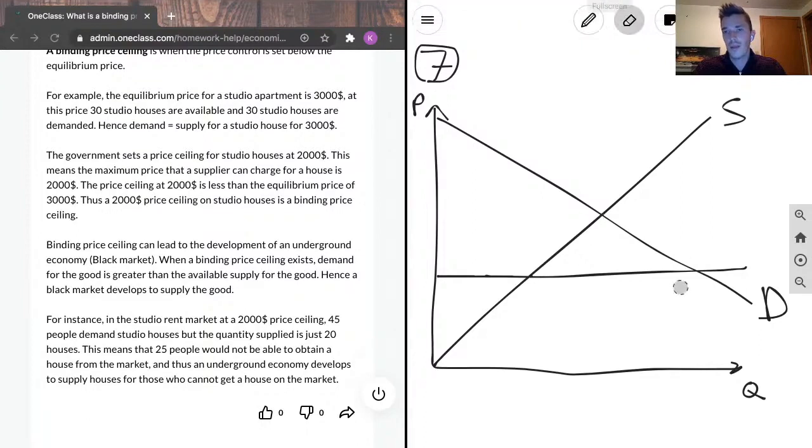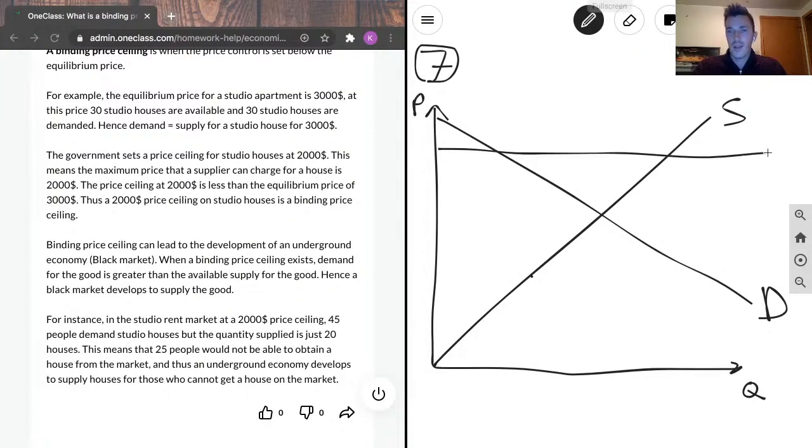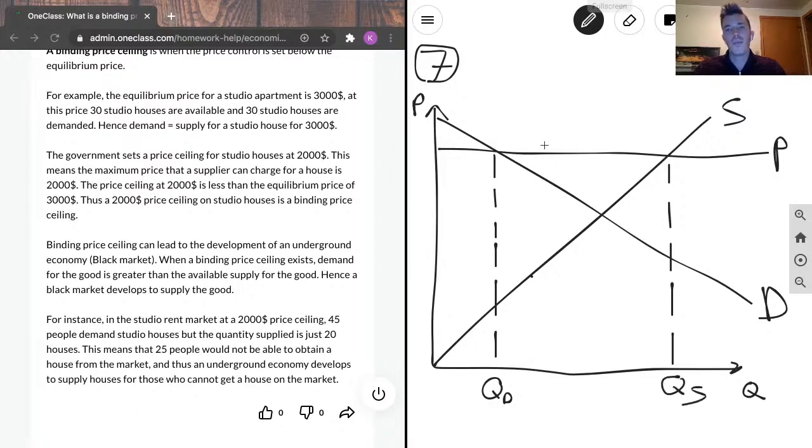But if we set a price floor above the equilibrium point, this means that they must charge at least this much for the good. So again, we're going to look at where this horizontal price line crosses both the demand curve and the supply curve. So our QD is going to be on the left side in this case, and our QS would be on the right side. And at this price, this would be a surplus.